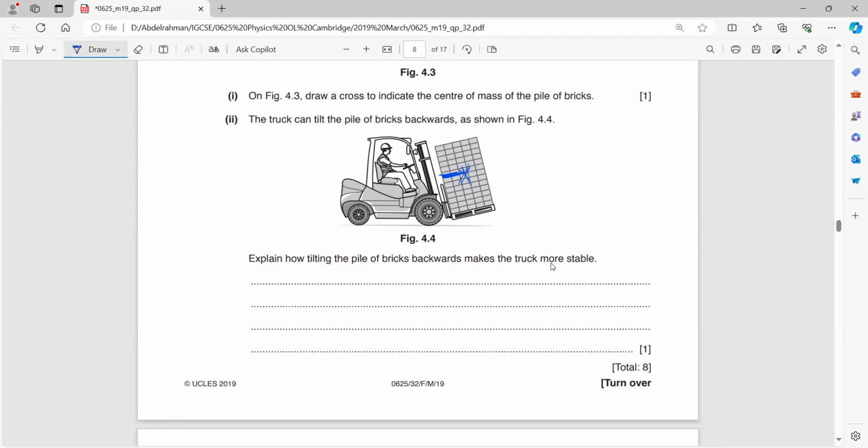It's a tricky question. Again, these are the questions of March. They have to be a little tricky, a little out of the box. Again, explain how tilting the pile makes it more stable. It decreases the distance between the center of mass and the pivot. Okay. Moving on.